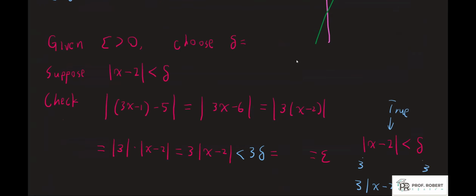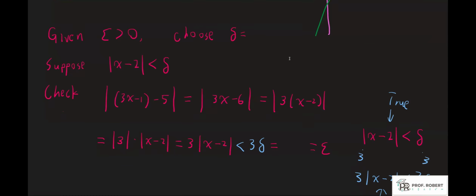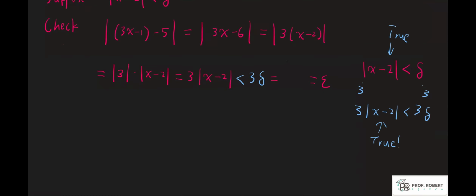Remember in step 2, we intentionally left delta blank. So we actually could pick delta to be anything. Well, in this case, what do I want delta to be? What if I make it the easiest way possible? What if I make 3 delta equal to epsilon? And then I divide by 3. I get delta is epsilon over 3. So if I choose delta to be epsilon over 3, let's see what happens.